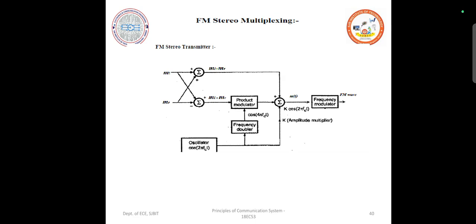Okay, so that was all about the zero crossings. Now we shall try to understand what FM stereo multiplexing is, which is one of the major applications of an FM signal.